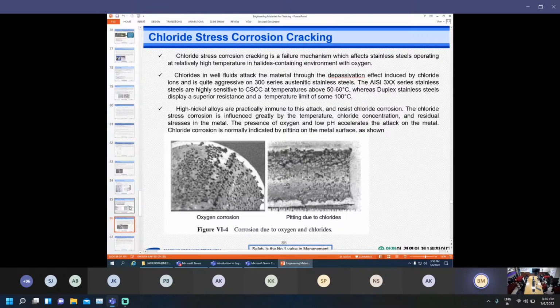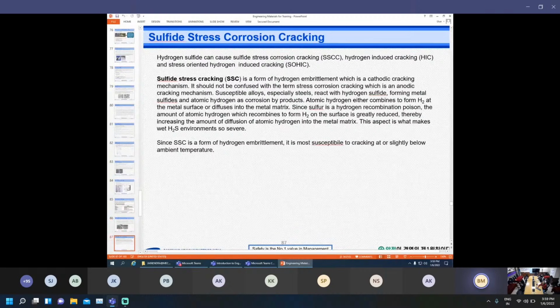So you can see here, oxygen corrosion and pitting with chloride. As I told you, stress is there in the marine environment. Marine environment contains chloride, so you need to restrict up to 60 degrees Celsius. Now, sulfide stress cracking due to H2S.